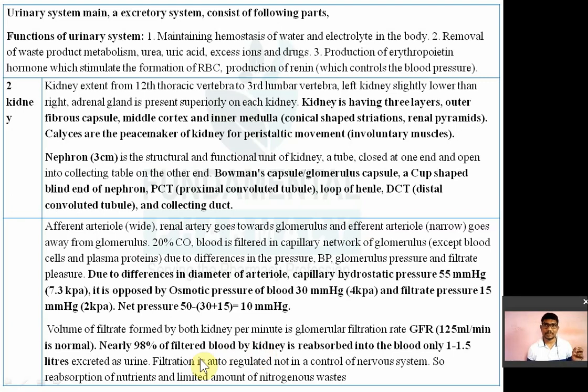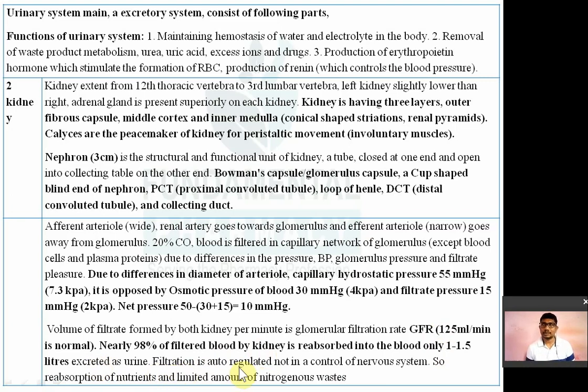For example, suppose the kidney filtered 100 ml of blood; then 98 ml of it is reabsorbed back into the body, and only 1 to 2 ml forms urine. So nearly 98% of the blood filtered by both kidneys is reabsorbed into the blood, and only 1 to 1.5 ml is excreted in the urine.